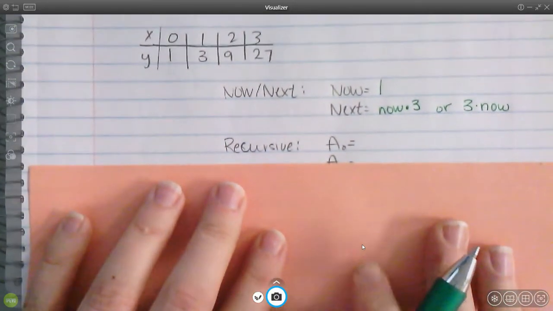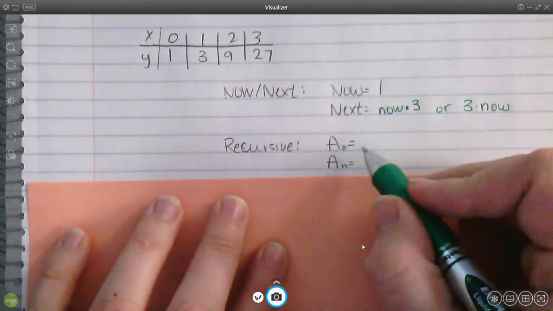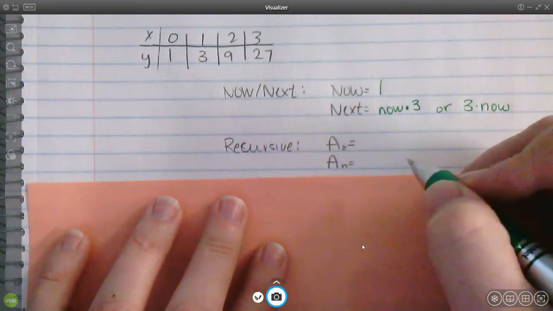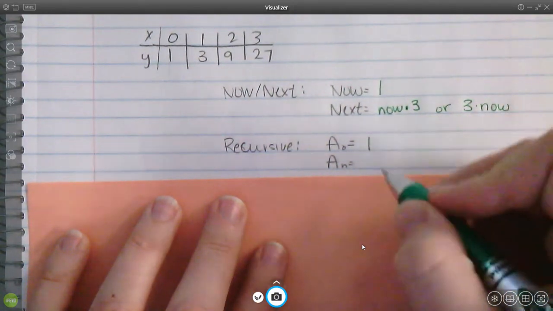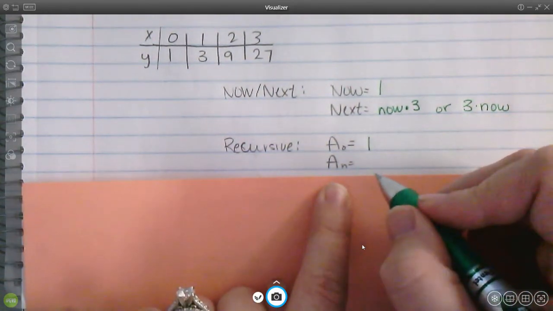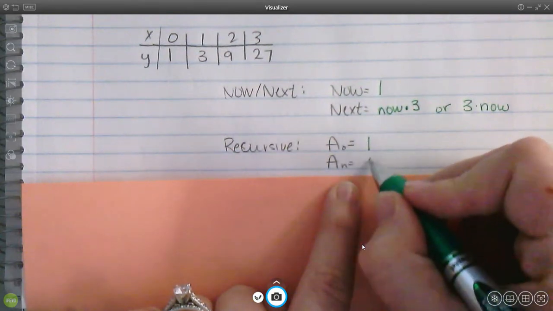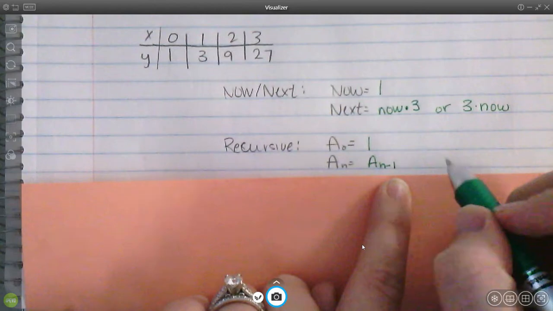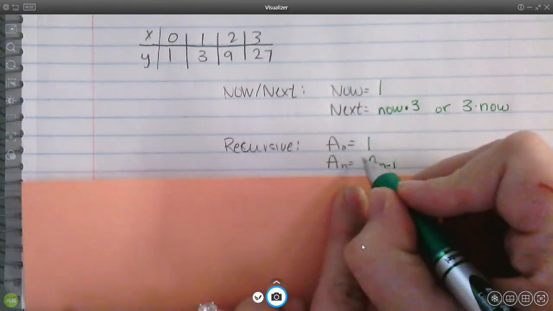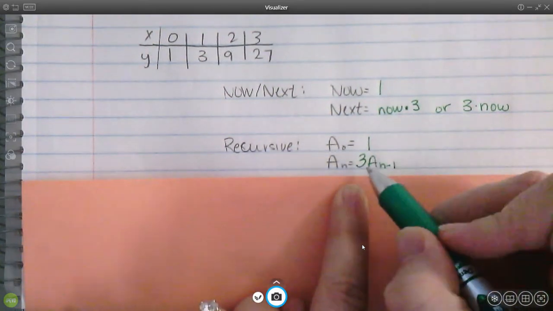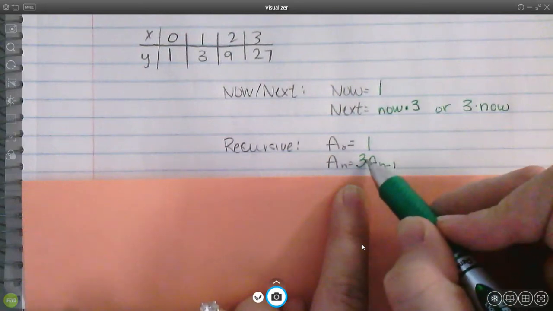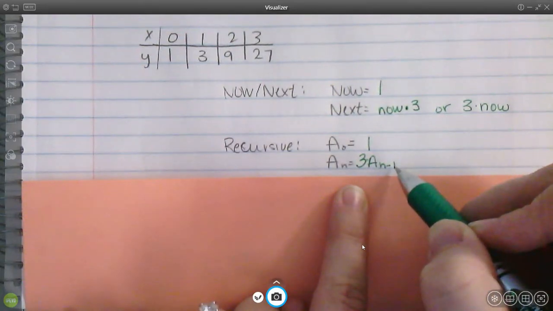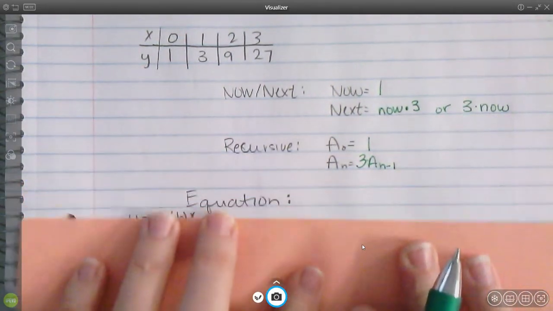So when we write our recursive formula, a sub 0 is our initial, which is 1. A sub n is our next value. So we have a sub n minus 1. Okay, so now you have to put the 3 out in front. So 3 times a sub n minus 1. You can't put it at the end.